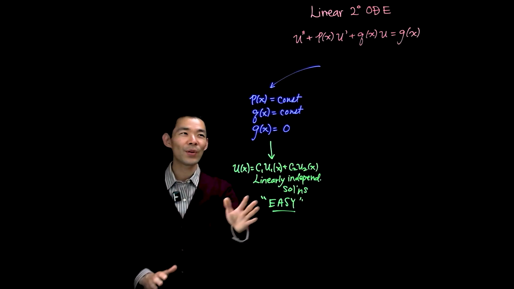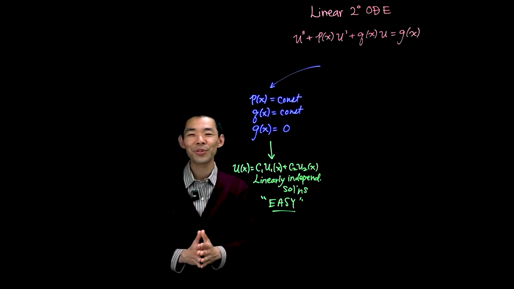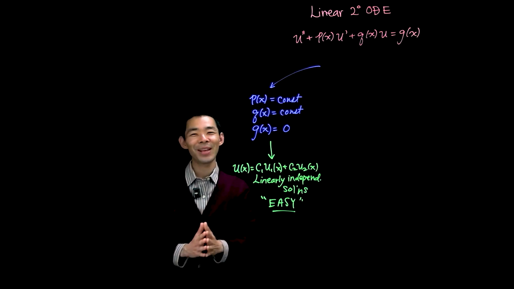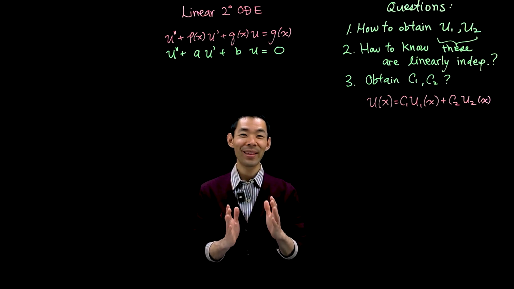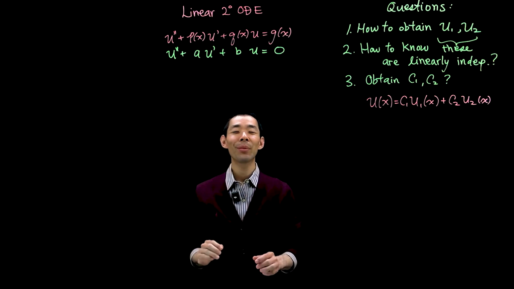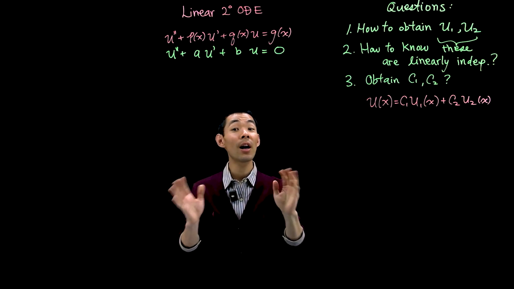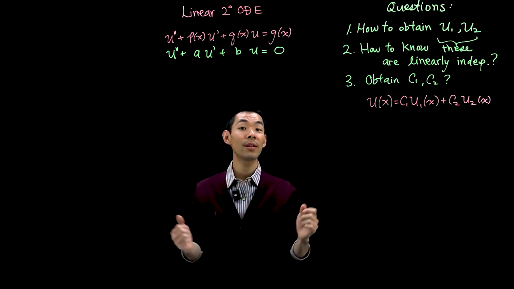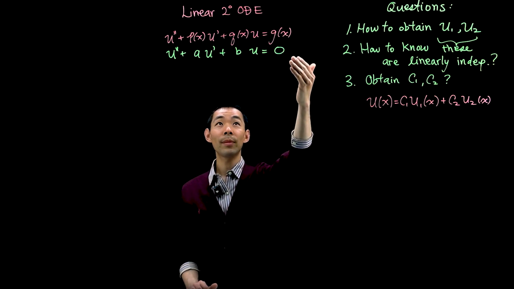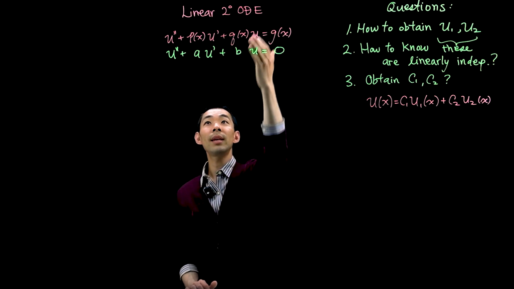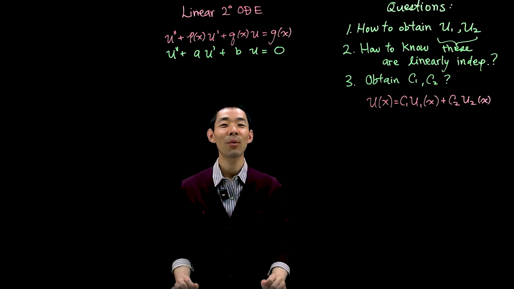Okay, so first, let's focus on the easiest case over here, when p and q are constants and the g function is equal to 0. So let's consider that case first. The easiest case, all the way on the left, where you have constant p and q, which are equal to a and b. Again, a and b are just numbers, constant values that don't depend on x. And on the right-hand side, g of x is equal to 0. So this is a linear second-order ODE with constant coefficients. That's how you would describe the equation that we're about to solve.